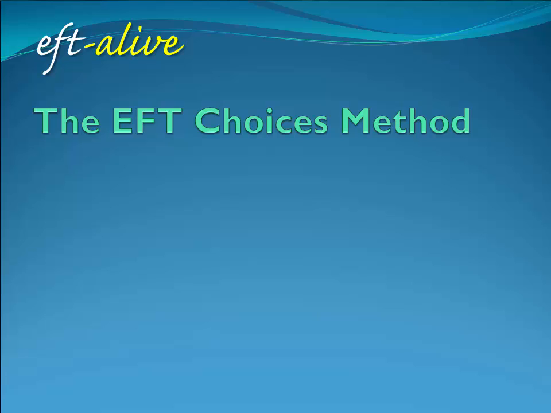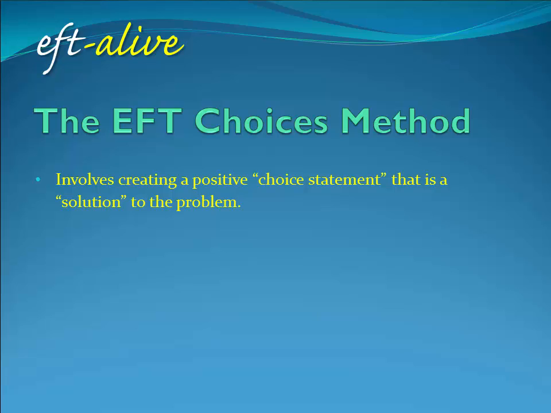Now, assuming that you already know the EFT basic recipe, the EFT choices method is essentially a modification to the basic recipe. And it involves creating a positive choice statement in addition to the usual problem statement. So in the basic recipe, you create a problem statement, or some people call it the reminder phrase, and you just use that for all your tapping. With the EFT choices method, you still come up with a problem phrase or reminder phrase, but in addition, you come up with a positive choice statement that you can think of as a solution to the problem you're trying to address. So that's the most general way of thinking about what the choice statement will be.